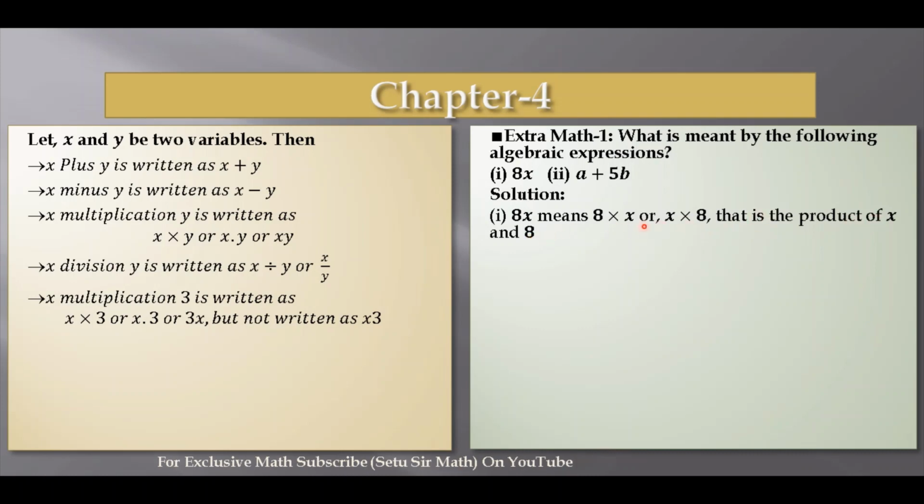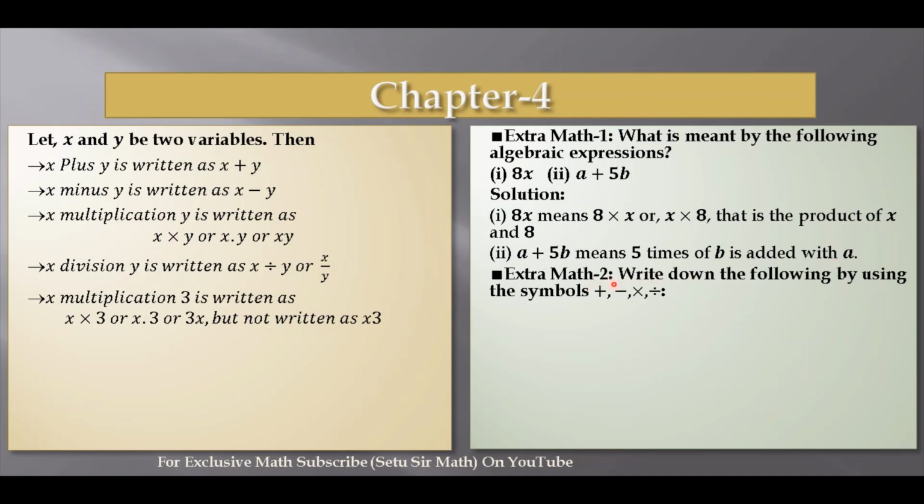We know this is the product sign also. Multiplication sign is the product sign. So that is the product of x and 8. Next, a plus 5b means 5 times of b is added with a.